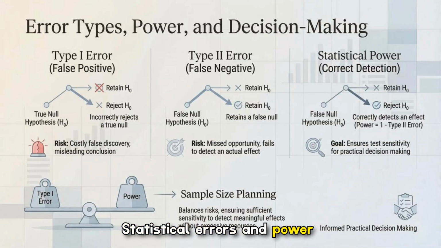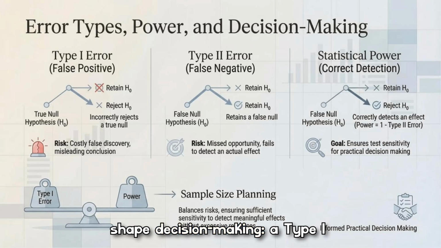Statistical errors and power shape decision-making. A type 1 error is a false positive, and a type 2 error is a false negative, while power measures the probability of correctly detecting an effect. Balancing these risks through thoughtful sample size planning ensures sufficient sensitivity without wasting resources and supports practical decision-making.